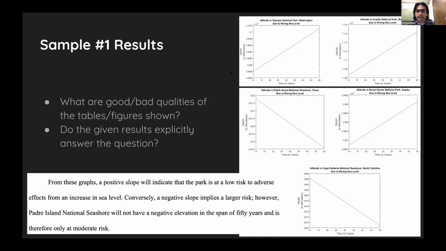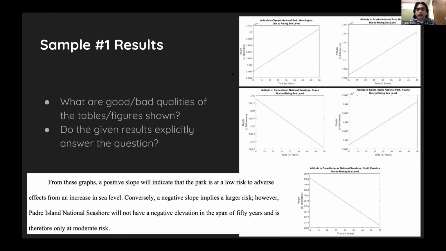Any other comments? Let me make sure that I didn't miss anything. Okay, great. So again, make sure that your results are very, very readable and quickly readable throughout.